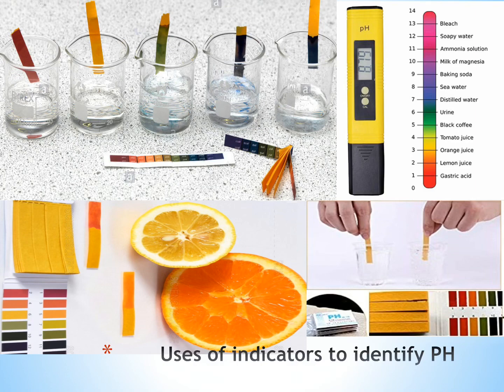I have already discussed how we use an indicator, and how indicators could be used to define the pH value of a solution. We can actually use it to know if the solution is acidic or basic.